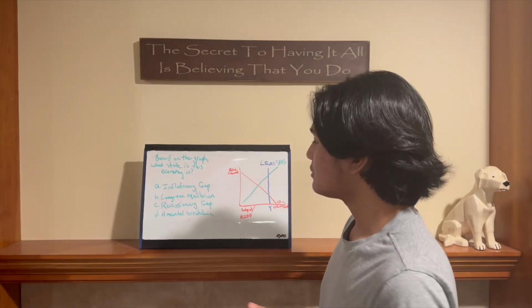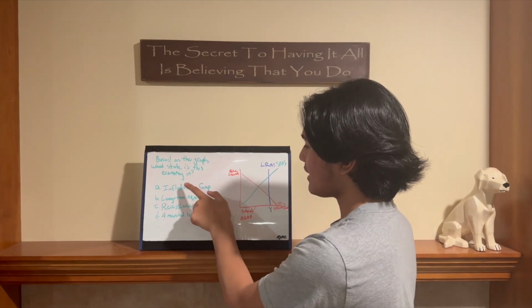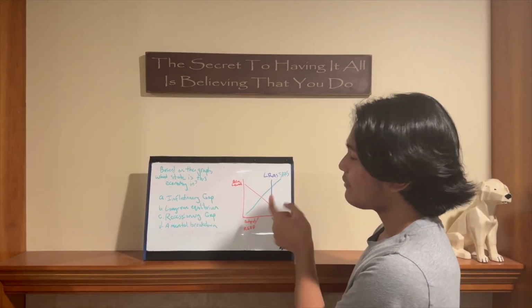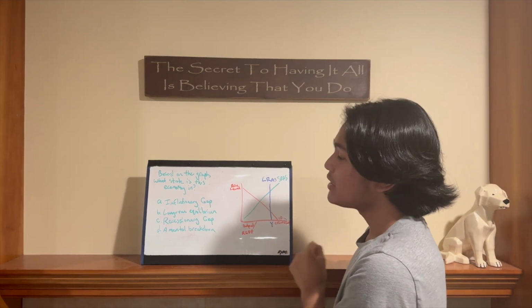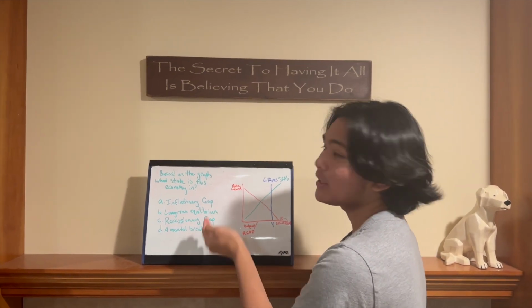So the only two that have those are A and C. And as we can see from the graph, the equilibrium point is to the left of the long-run aggregate supply curve. So therefore, it is a recessionary gap, and therefore it is C.